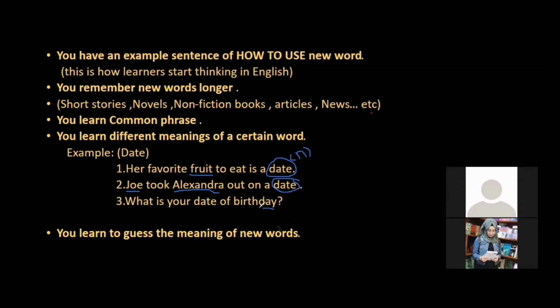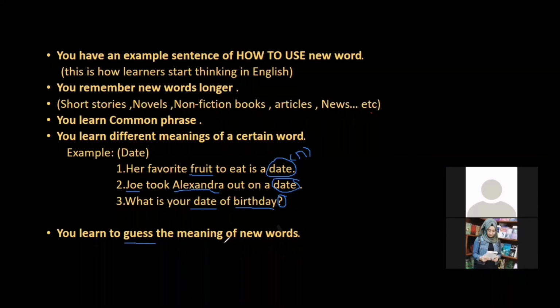For the third one, what is your date of birth? We have birth, and it's a question, right? So maybe it asks for the day and the month and the year that you were born. So date in this case means the day and the month and the year that you were born, that your mom gave you birth.